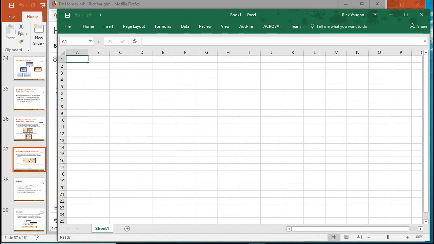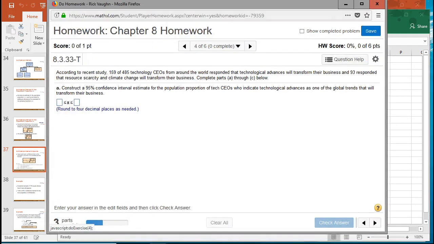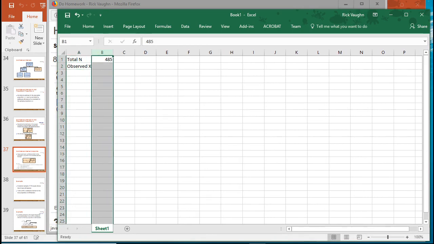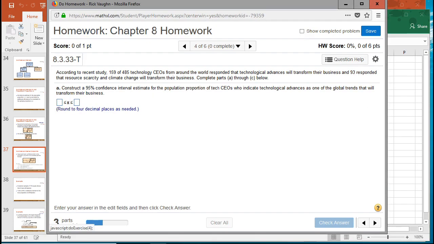First we're going to put the total. This is n, the total number in our sample, 485. Then I'm going to put the observed, which is what we're going to call x in some of the formulas a little bit later. For part A, where we're talking about the technological advances of the global trends that will transform their business, we're going with 159.